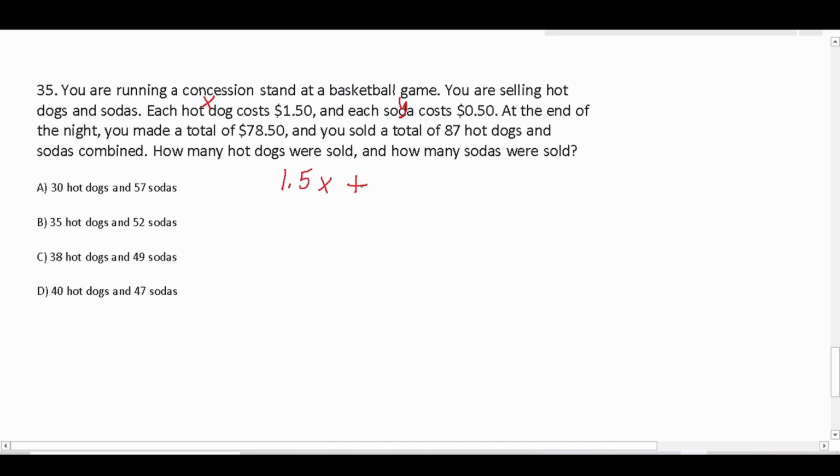1.5x plus 0.5y. And we know that for the night, we made a total of $78.50. So 1.5x plus 0.5y equals $78.50. By that same token, we know that we sold a total of 87 hot dogs and sodas combined. So that's x plus y equals 87.